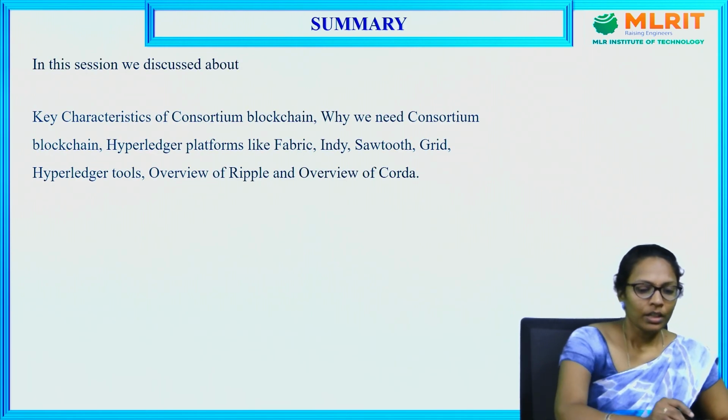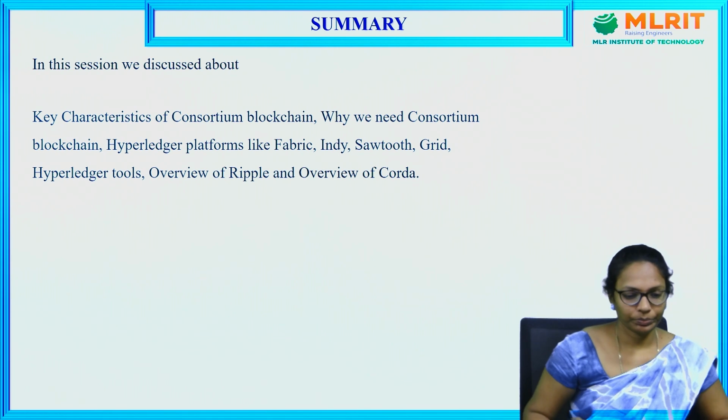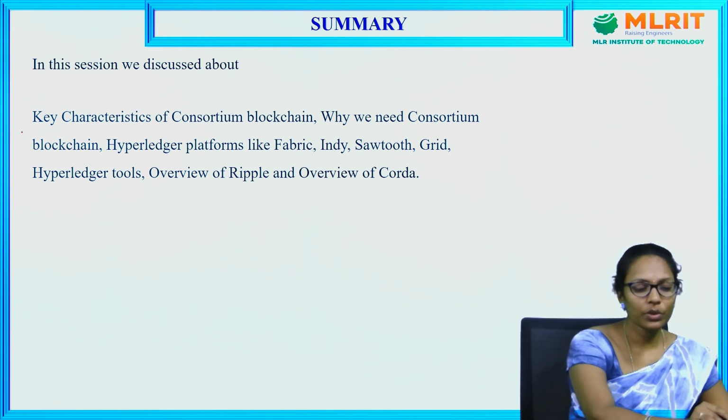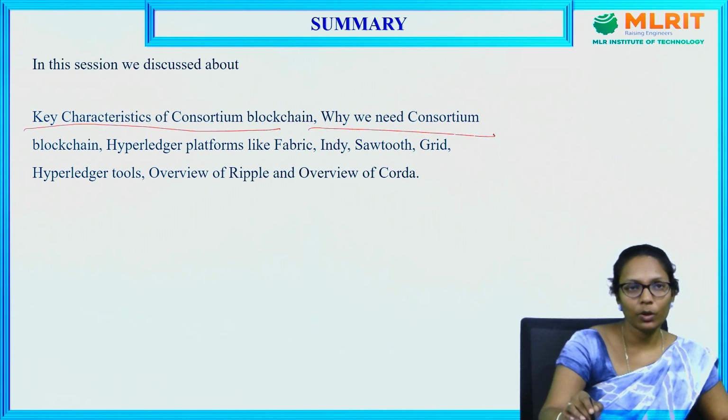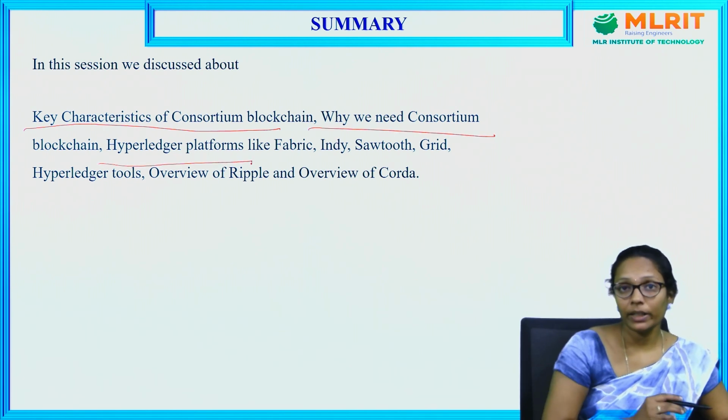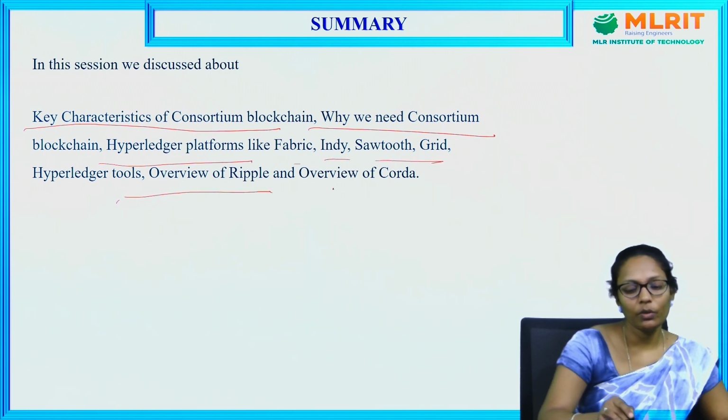So that is about consortium blockchain. In this video, we discussed the key characteristics of consortium blockchain, why we need consortium blockchain, what the different Hyperledger platforms are, like Fabric, Indy, Sawtooth, Grid, and an overview of Ripple and Coda.